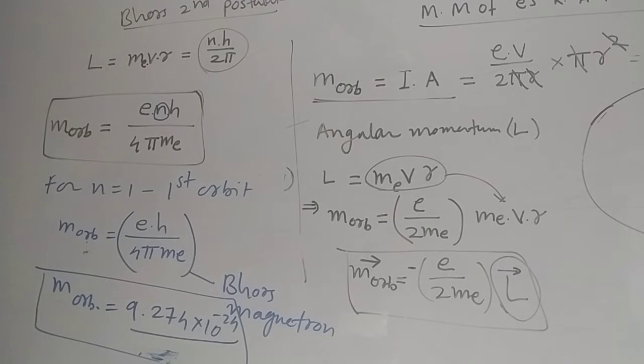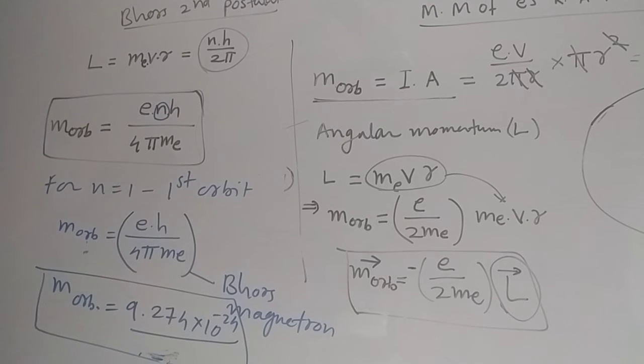In this fashion we can find out Bohr's magneton, or the orbital magnetic dipole moment, for the first orbit, second orbit, third orbit. Why are these orbits there? Because in which orbit the electron is revolving must be known. That's why for the first orbit we put n equal to 1, for the second orbit n equal to 2, for the third orbit n equal to 3, and so on. In this fashion we have to find the orbital magnetic dipole moment of an electron for different orbits.